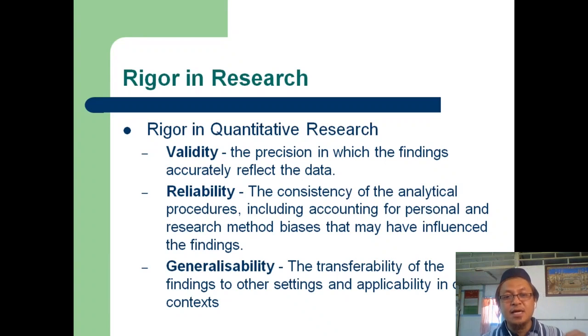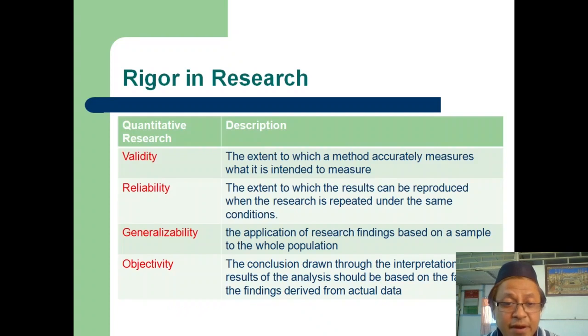So validity means we have to make sure that the data is really very accurate. Here in this slide, we have a more complete definition for each aspect. Validity: we have to make sure that the method, the technique, accurately measures what it is supposed to measure. That is validity. Later on when we discuss quantitative research, especially in survey research, we'll be talking about pre-test. So pre-test is one of the methods where we can address validity.